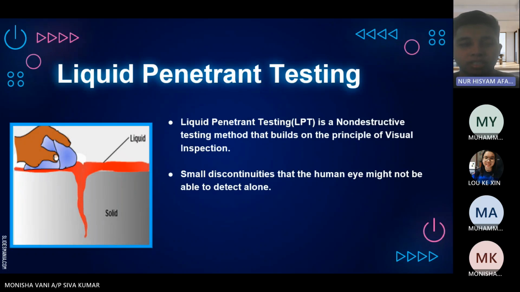First of all, this slide explains about liquid penetrant testing. Firstly, liquid penetrant testing (LPT) is a non-destructive testing method that builds on the principle of visual inspection. And the second is small discontinuities that the human eye might not be able to detect alone.